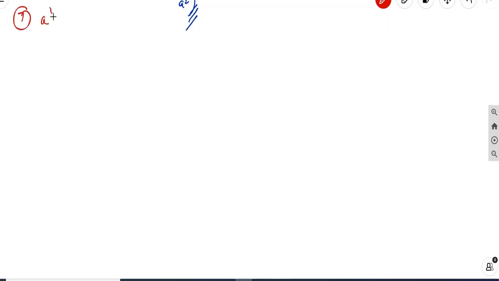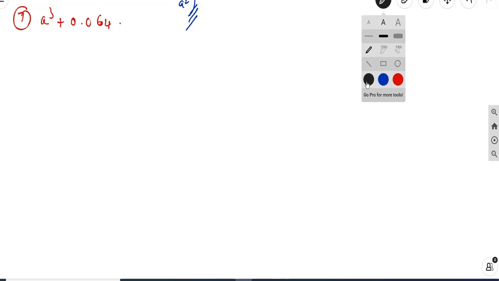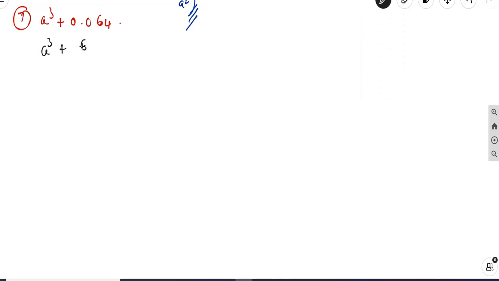A to the power of 3 plus 0.064. Okay, so if you see this problem, this is in terms of decimal. Okay, so we will convert it into rational. So how do I write this? A to the power of 3 plus 64. So how do I take, see, after the point how many numbers are there? You have to count: 1, 2, 3. So 3 numbers are there, so it is divided by 1000. If it was 2 after the point, then it would be divided by 100. So as there are three numbers after this point, it is divided by 1000.